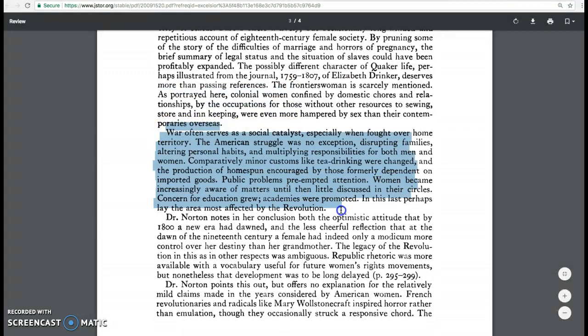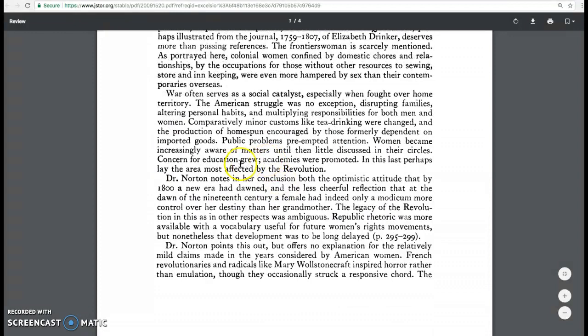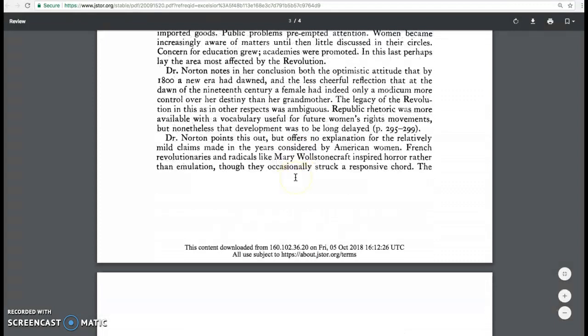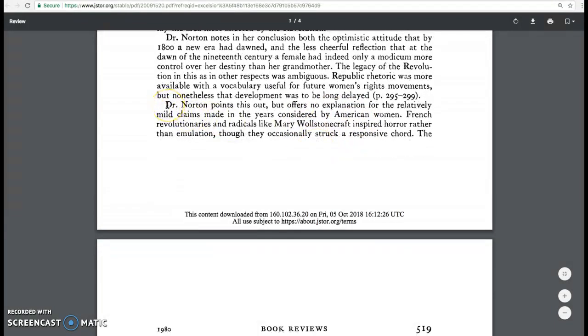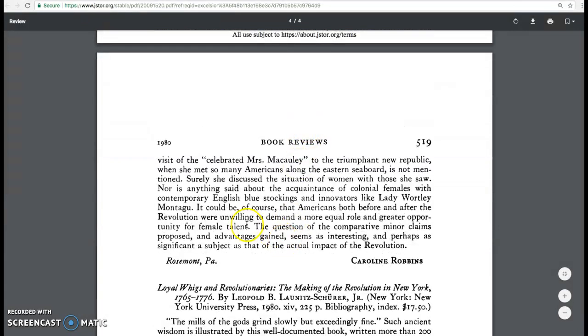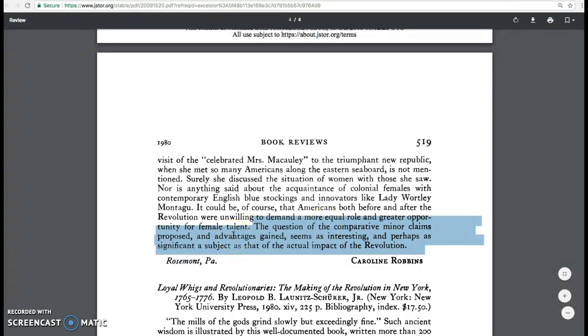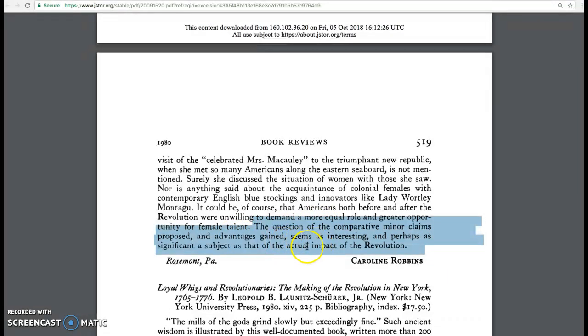This is the section that really talks about the arguments of the book, and it basically says that women became aware of the matters, but not a whole lot changed. There's a critique in here that says Dr. Norton points this out, but doesn't really explain it. And then finally, at the very end, there's a critique that says maybe the question of the minor claims and advantages gained is as interesting as the actual impact of the revolution, which is a big major diss on the book.